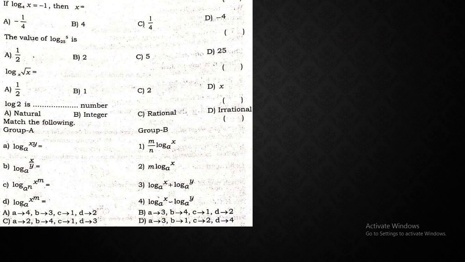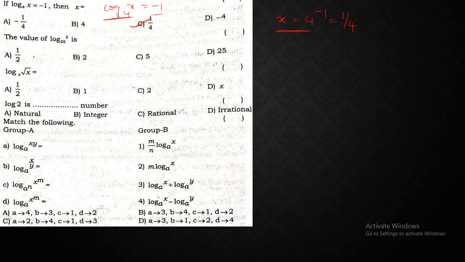Next, moving on to one more question. Log x to the base 4 is equal to minus 1. This means we can write x is equal to 4 power minus 1. Since this is in logarithmic form, I have converted it into exponential form. So x is equal to 4 power minus 1, which I can write as 1 by 4.